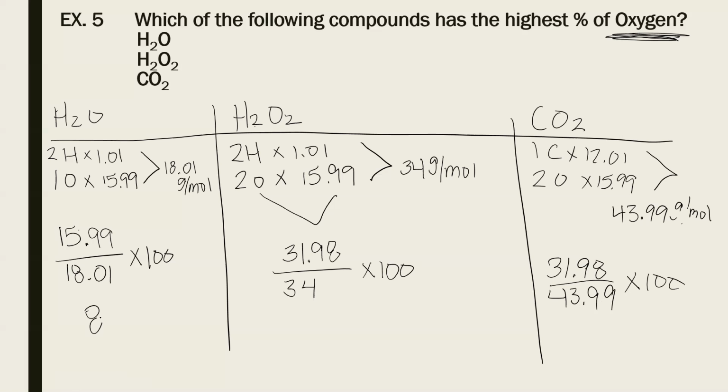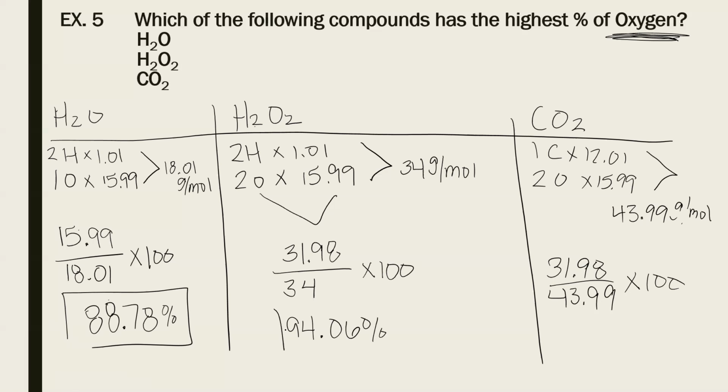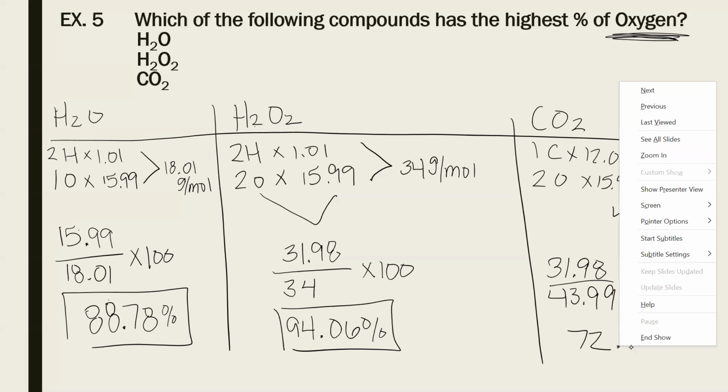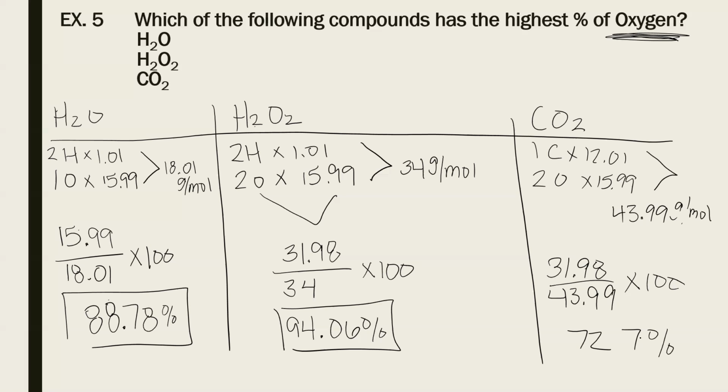I get about 88.78%. For H2O2, I get about 94.06%. And for carbon dioxide, I get about 72.7%. So which compound has the highest percentage of oxygen? It is hydrogen peroxide.